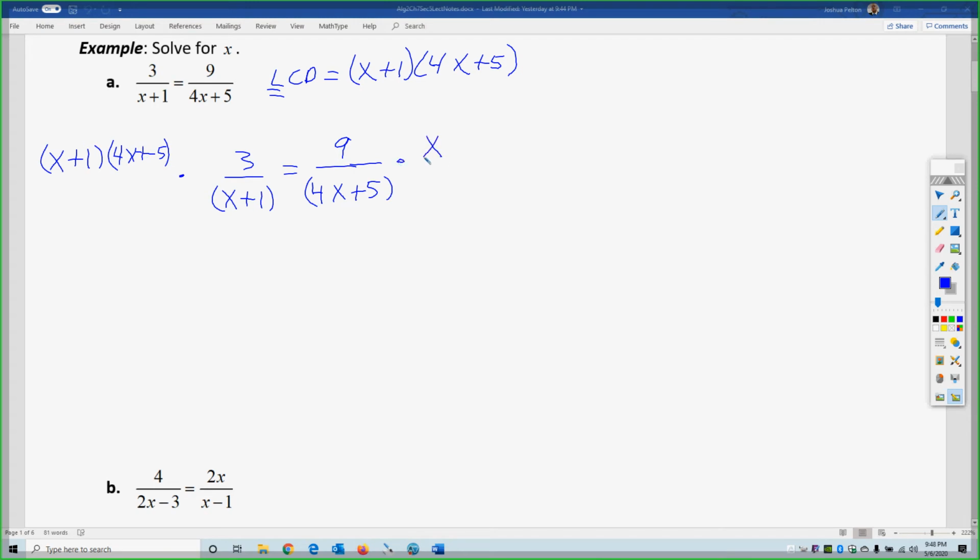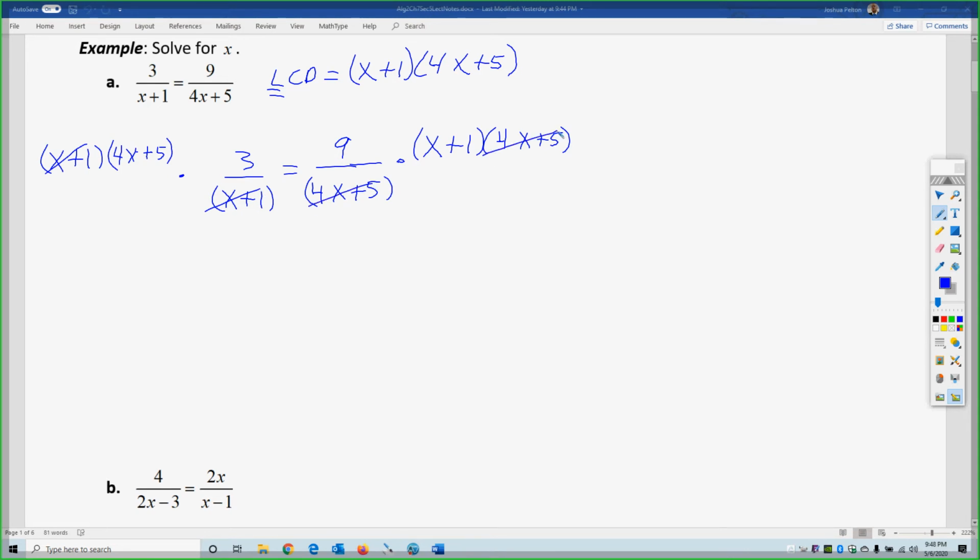Didn't get the 4 in there properly. x plus 1 and 4x plus 5. Now let's fix the plus 5 over here too. Okay, so essentially the x plus 1's cancel on the left, and the 4x plus 5's cancel over here, which gives you a cross-multiplying equivalent.